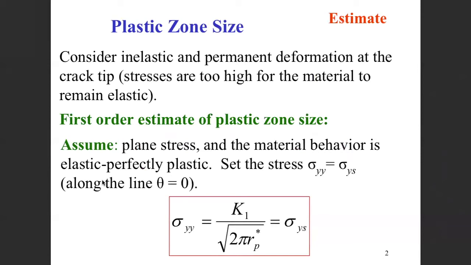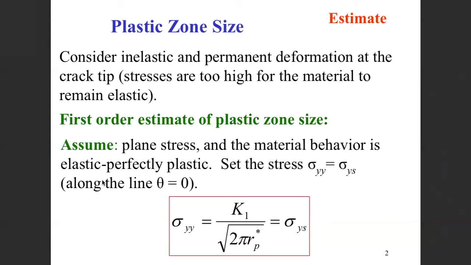So if you had to make a guess, would you say the plastic zone is going to be larger for plane stress or plane strain? Does anyone feel comfortable enough trying to make a hard guess one way or the other? Let's take a look. So here we assume plane stress and the material behaves as elastic perfect plastic.